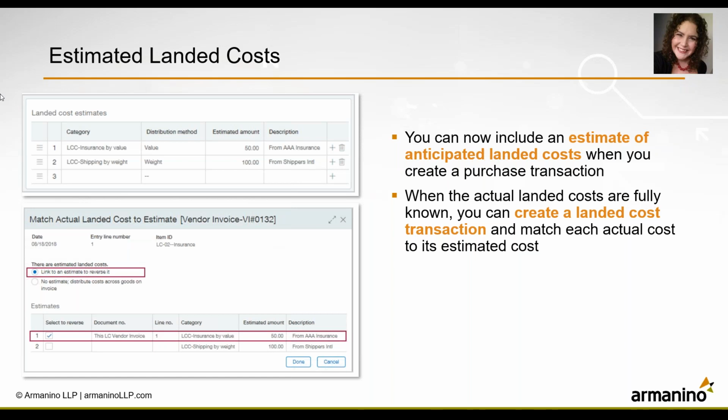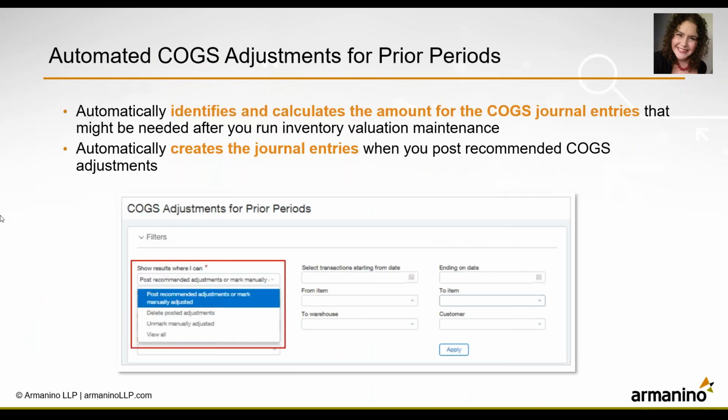With this release, you can now include an estimate of those anticipated landed costs when you create the original purchase transaction. Recording that estimate up front allows you to have a better inventory valuation for the purchased items, more timely and more comprehensive, and the COGS is therefore more accurate when the purchased items are sold. Then you can true it up when the actual landed costs are fully known and you receive the bills for those final costs. That's really an exciting update and improvement, building on what they did in the last release.